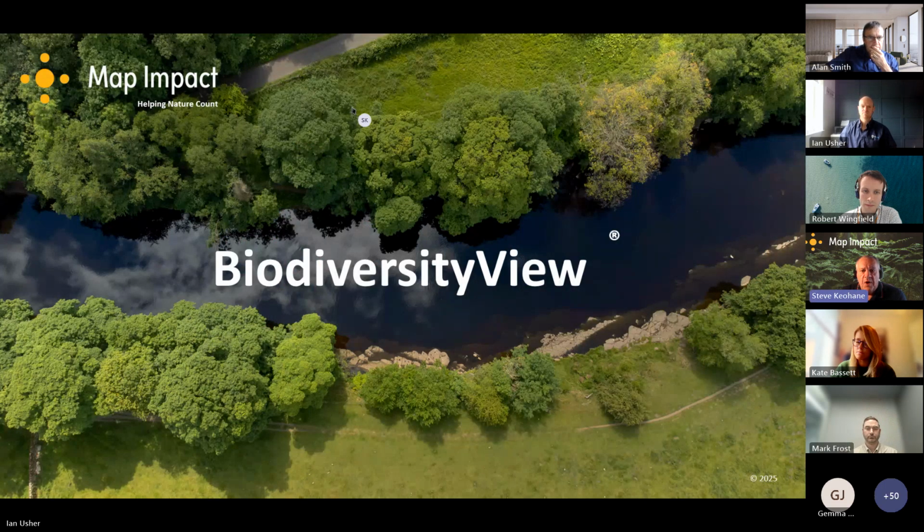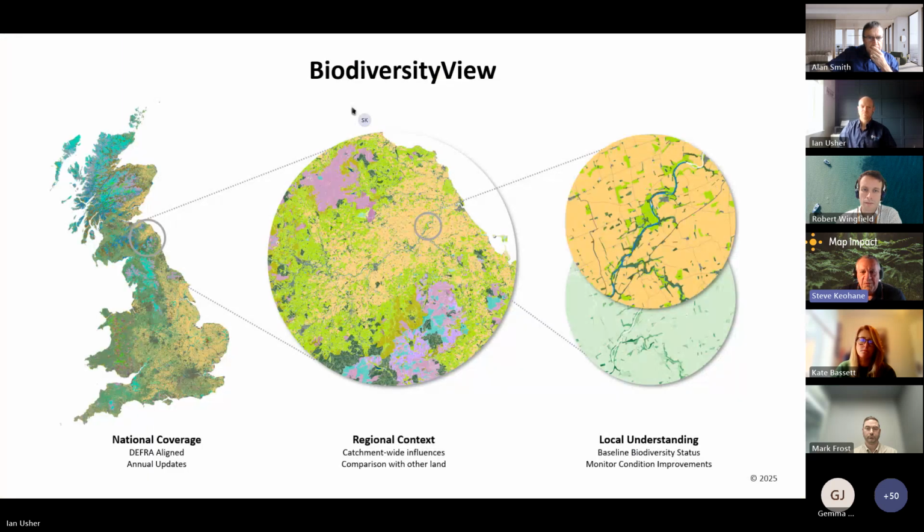If I firstly talk about Biodiversity View, we've got national coverage, as I said before. Importantly, the outputs that we have align to the DEFRA metric calculator, so they are produced to be enshrined as part of that legislative process. We talk about regional context, so we use that to benchmark one area against another within its region, but we can then drill down to specific sites, which gives you that granular view.